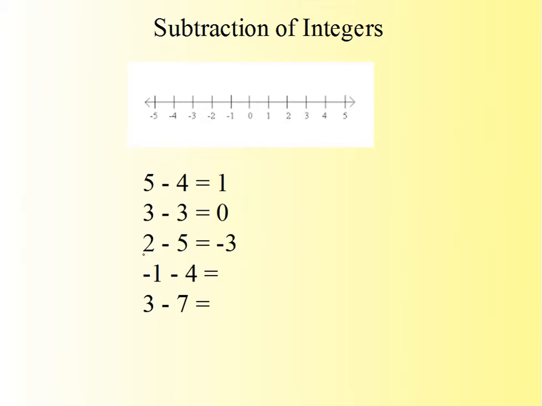What about the third example? We're starting on 2, which is here, and we're moving 5 times to the left because we're subtracting. 1, 2, 3, 4, 5, and so we end up on -3. So 2 take away 5 equals -3.